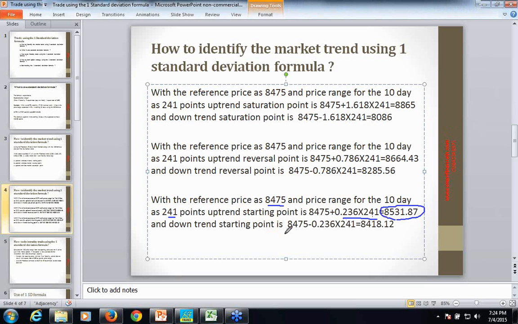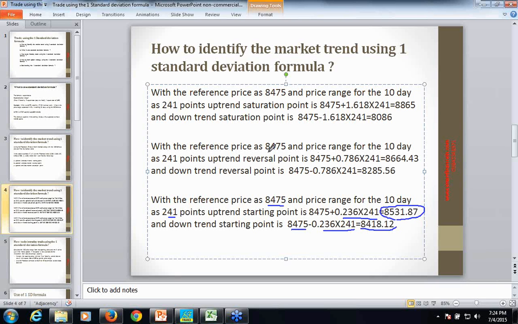Similar way, if your reference point is the same 8475 and you are correcting by 0.236 times of 241, then at the 8418 level your downtrend will get confirmed. This is as per the Fibonacci rule. The same rule will not hold good for all other methods. Maybe Elliott will give a different result. Maybe Gann will give you a different result.